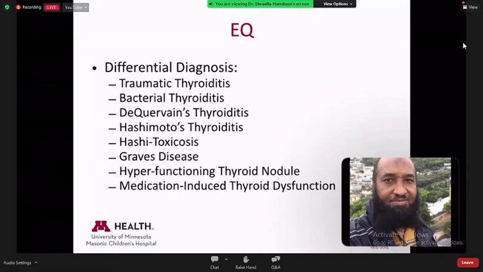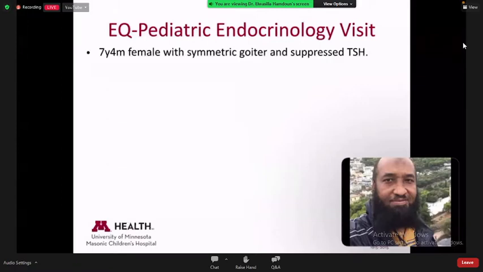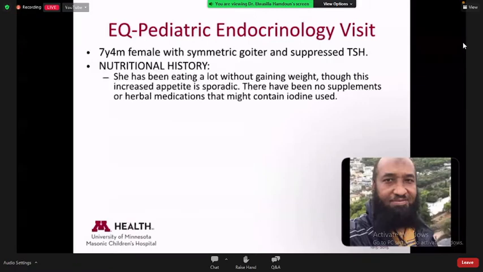So the way you go through and rule in or rule out the possibilities of differential diagnosis is critical thinking. Go back to the history, check the exam, look at the labs, and then rule in or rule out any of these possibilities. Let's get some more information. So at the endocrinologist's office, we have the 7-year-old with the same problem.